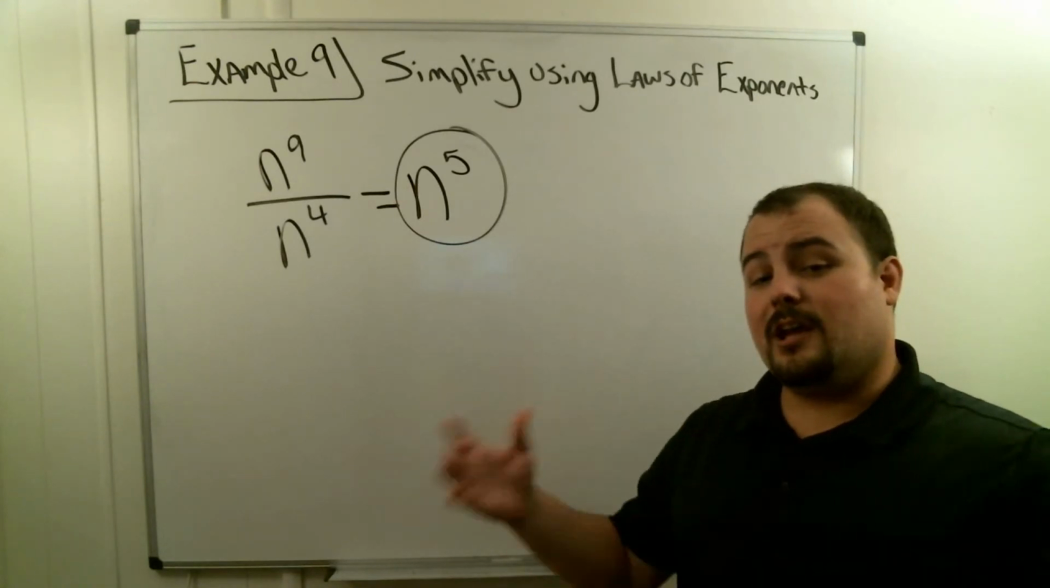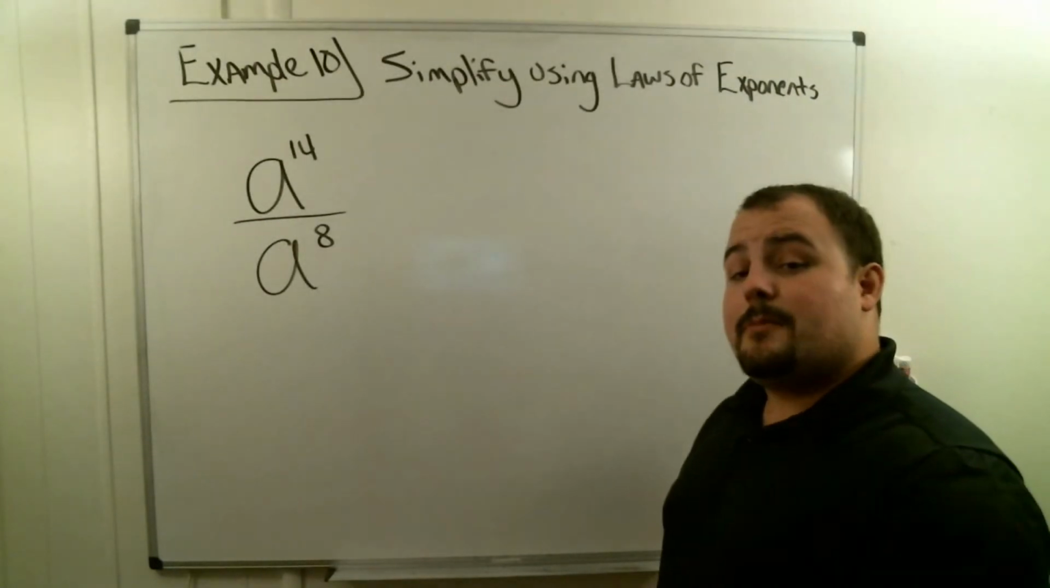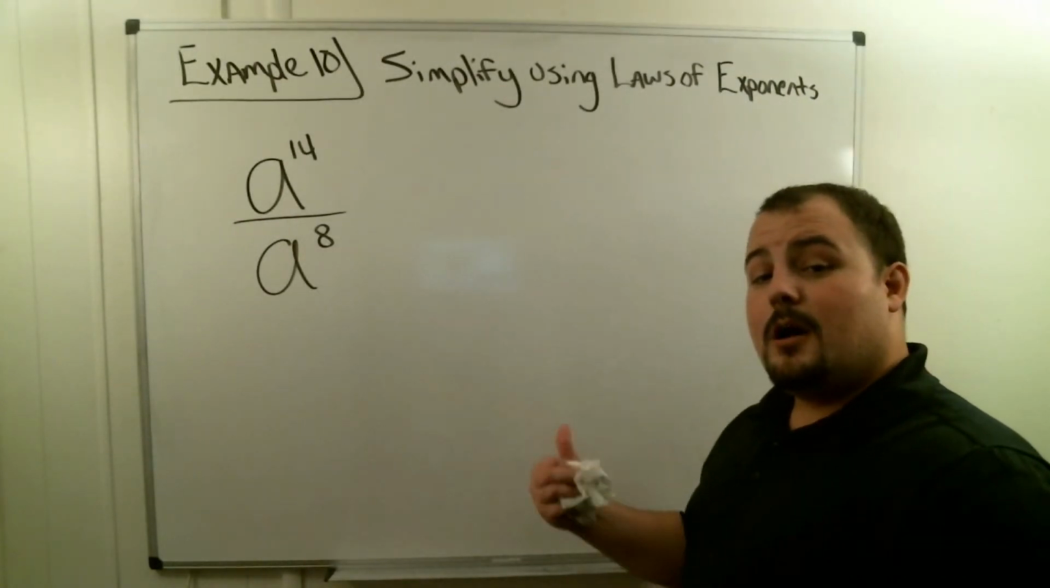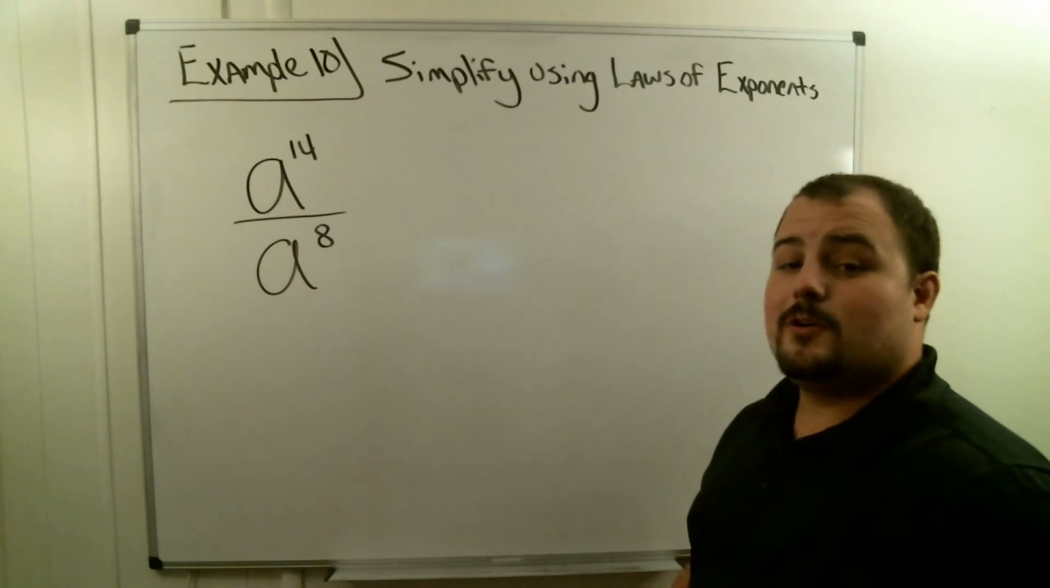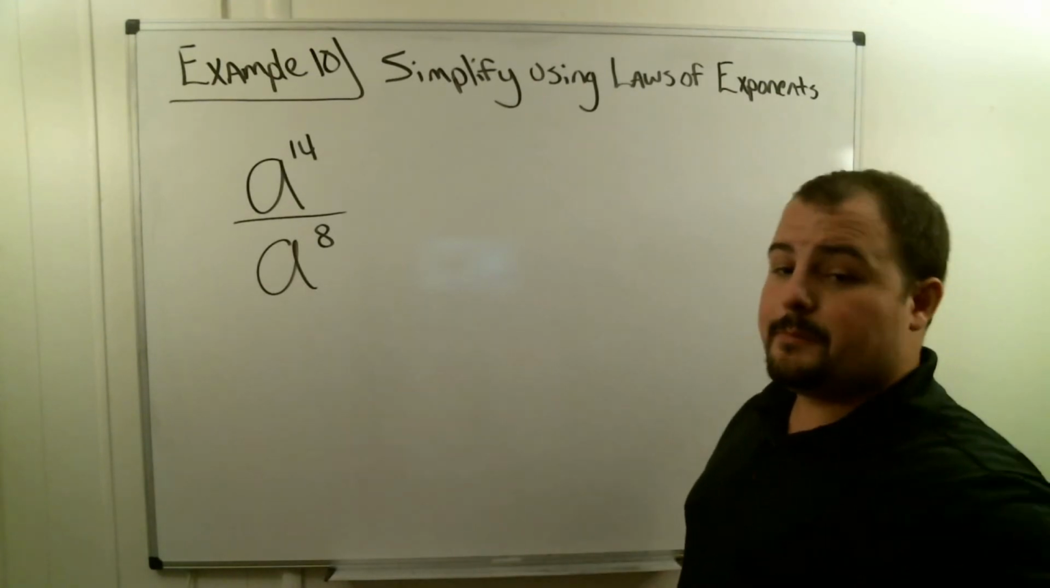We're going to do one more, and then I'm going to give you a harder one, and let's see what we can do with it. In this example, we got example 10 here. We're simplifying, still using laws of exponents, still using variables as we did in the previous problem.